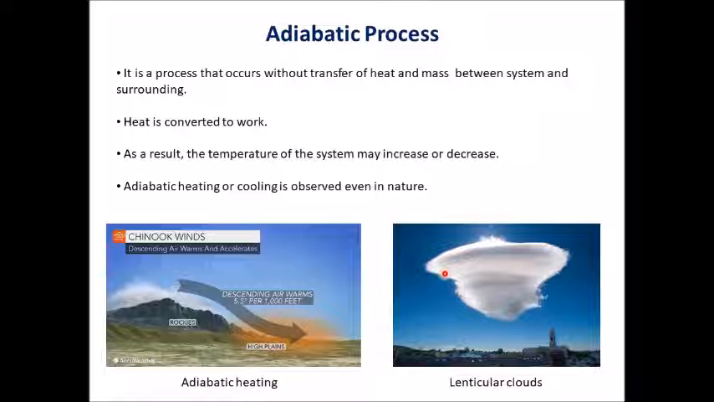Wherever there is air, that is inside the system itself, inside the column of air, there is dust particle as well as water vapor. So, this water vapor condenses and mixes with the dust particles, forming the lenticular clouds, and then the rest of the air again moves forward. So, within the system itself, there is work being done due to heating, as we have seen in Chinook winds, and due to formation of lenticular clouds due to cooling of the system.